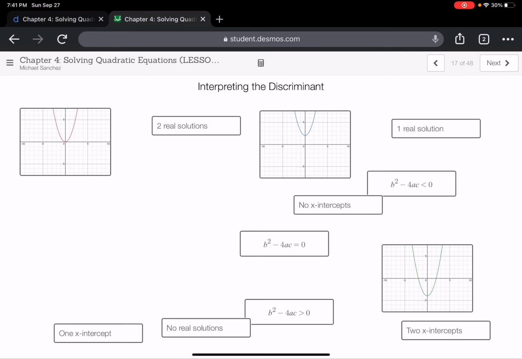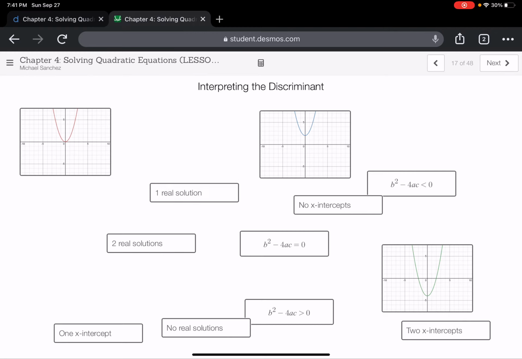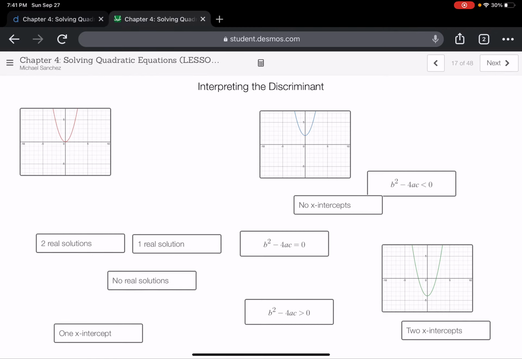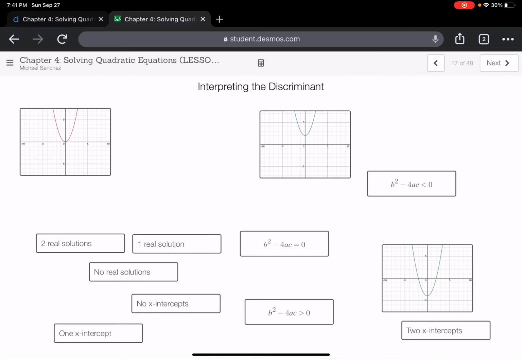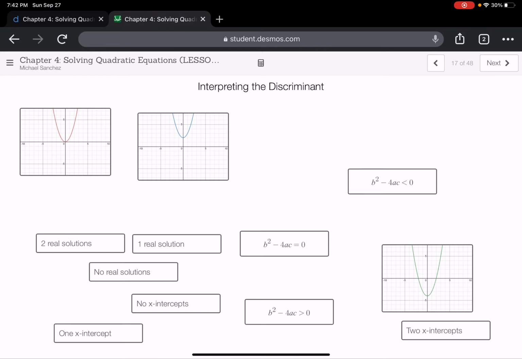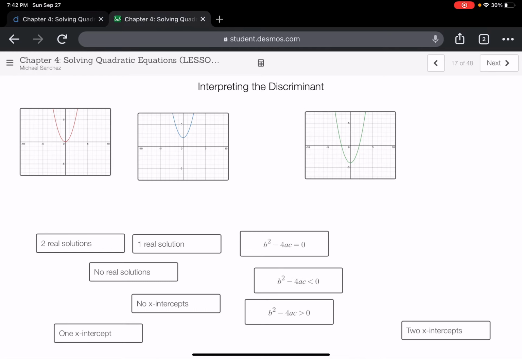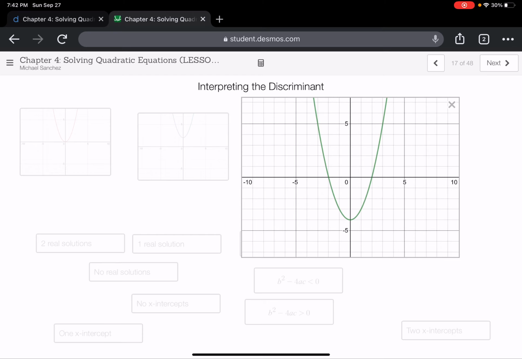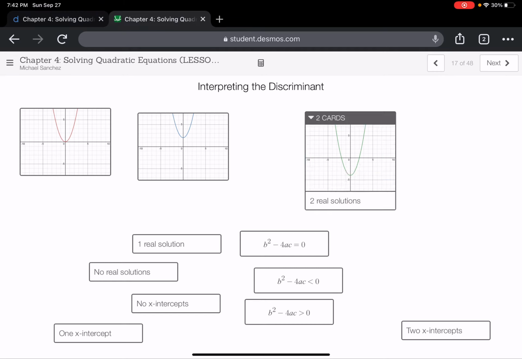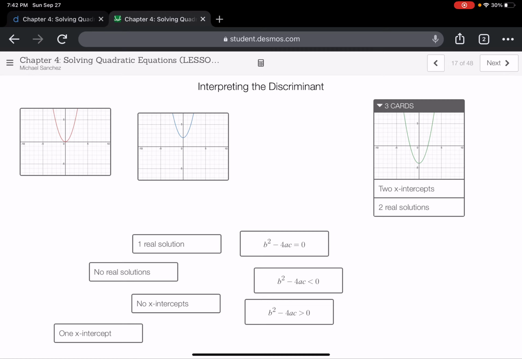Okay, so what we can actually do is find out, before we use the quadratic formula, whether a quadratic equation has two real solutions, one real solution, or no real solution. We know how to look at the graph. If I look at this graph right here, I know it has two solutions because it passes through the x-axis at two different points. So that one has two real solutions, and it also has two x-intercepts.